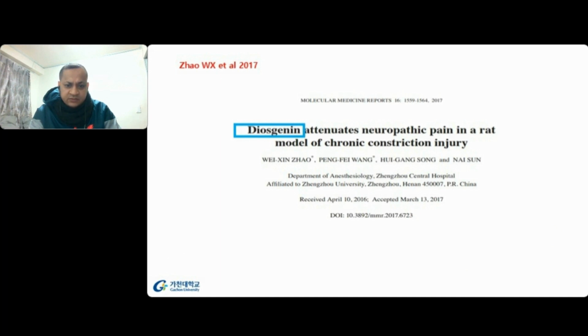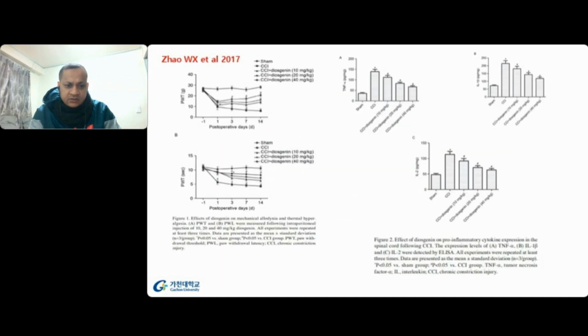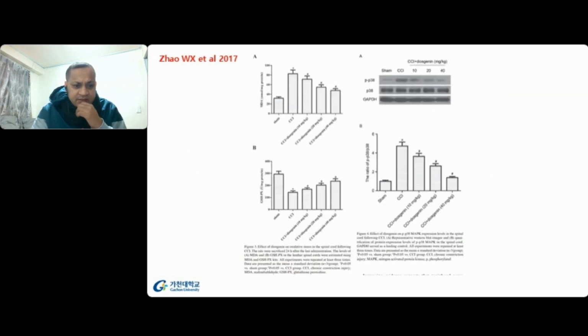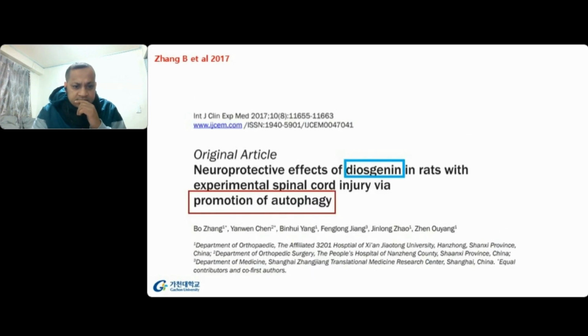Here they used the chronic constriction model, and they found that diosgenin can reduce pain sensation, heat hyperalgesia, and mechanical pressure sensitivity by regulating inflammatory and MAP kinase signaling pathways. In this article, they showed that diosgenin can protect neurons and has a neuroprotective effect through regulation of the autophagy pathway.